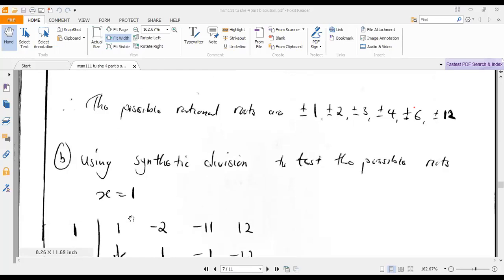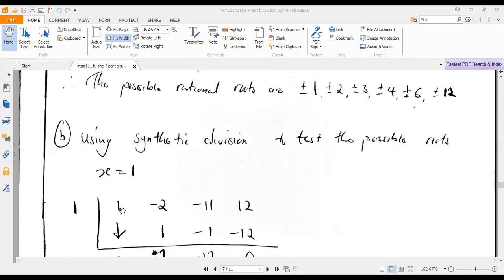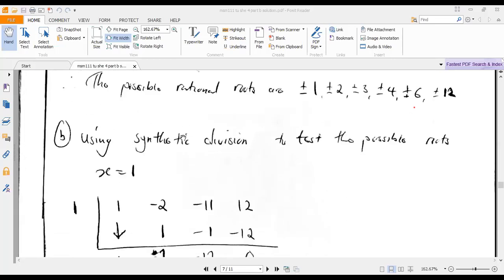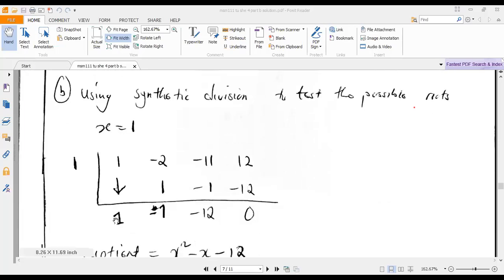So now when we pick 1 here, using the same equation, the coefficients are 1, negative 2, negative 11, and positive 12. We put them in our synthetic division. You drop down the 1, you say 1 times 1 is 1, right? 1 plus negative 2 is negative 1. 1 times negative 1 is negative 1. You add this, you get negative 12. 1 times negative 12 is negative 12. You add this, you get a 0.